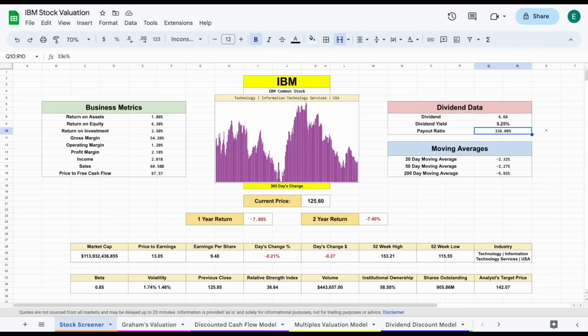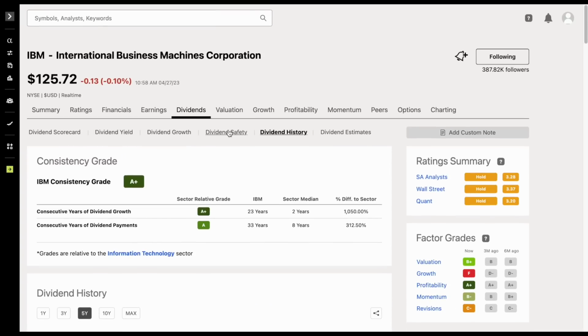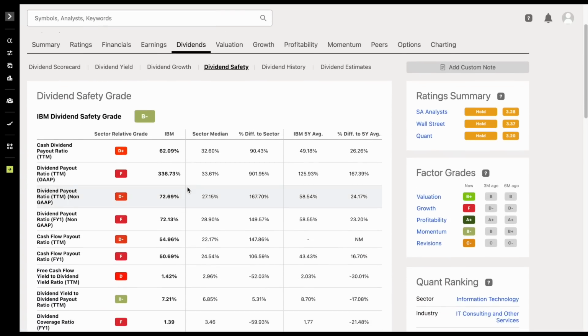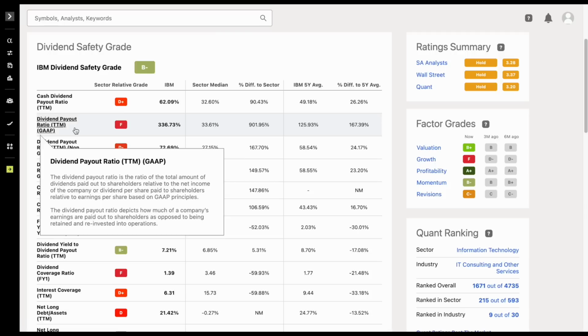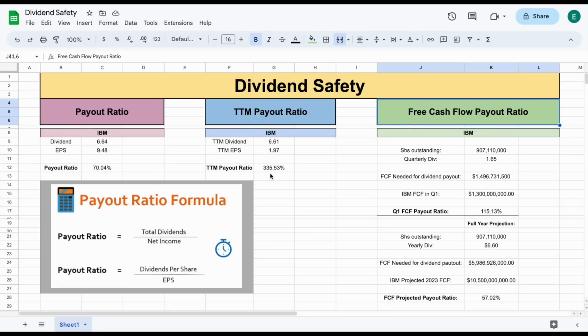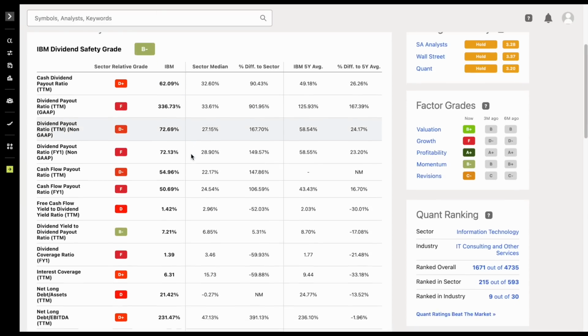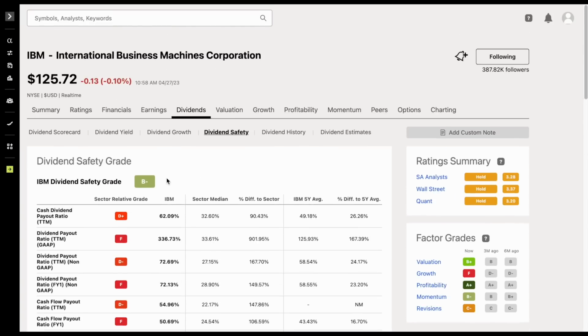But also, if you go over to Seeking Alpha and we come up here to dividend safety, you can see it's going to give us a lot of different metrics as well, and hopefully this helps you better understand what you're looking at. So for example, right here, we can see our dividend payout ratio for our trailing 12 months showing around 336%. We now know how they calculated that number because we did it for ourselves. We can see that's the payout ratio for the trailing 12 months. If we jump back over, we can see other metrics such as cash flow payout ratio fiscal year 1. So just a lot of different metrics that hopefully you better understand now.